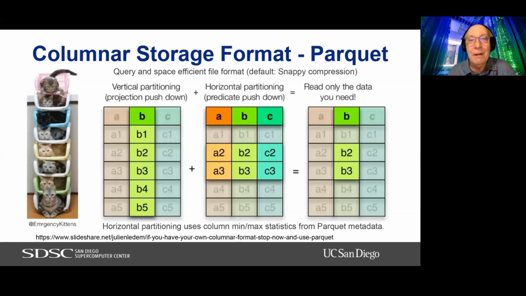Dask, for example, will break up your data frames into partitions, into smaller sets. And for each of those sets, it will calculate minimum and maximum statistics. So let's say you have a floating point value. If it's within the range, then it will use the data. If it's out of range, it will skip the data. That's one way. So Parquet files have metadata, and they allow this horizontal partitioning.